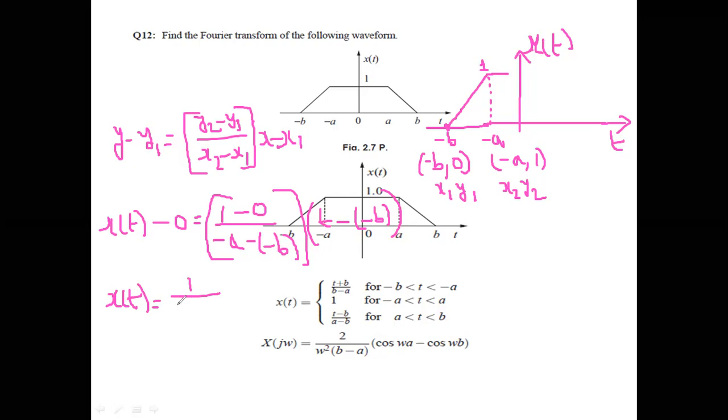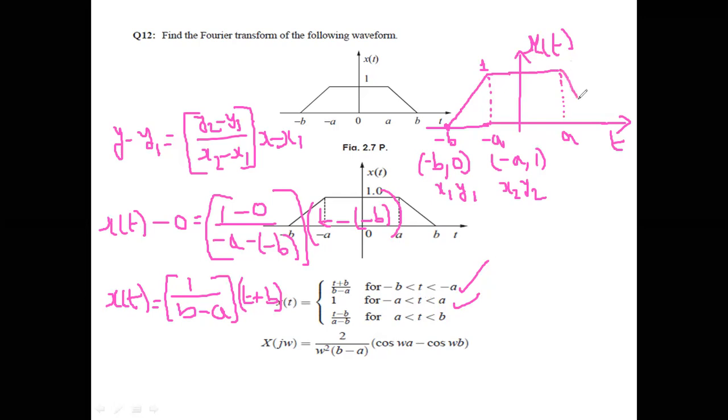So I will write it as b minus a, and t minus of minus b is t plus b. See here, x of t, we got t plus b by b minus a in the range of minus b to minus a. And the second range, up to plus a, the magnitude is 1 only. See, x of t is equal to 1 for minus a less than t less than a.